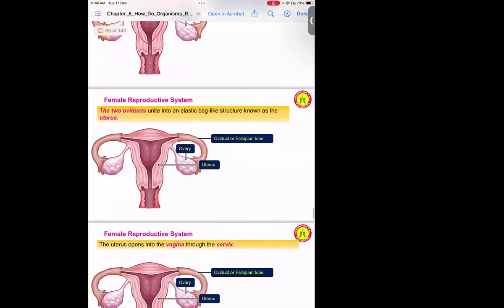Now, there are two oviducts. One is this one, the second one is this one, which unite into an elastic bag called the uterus. These two oviducts join together here in the center, in the uterus part of the female reproductive system. Then this uterus opens into the vagina through the cervix.